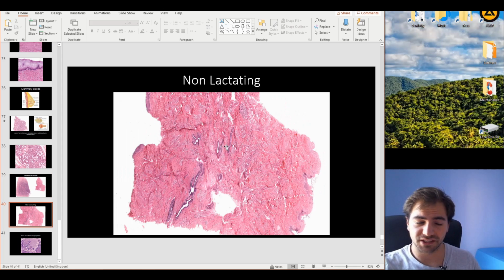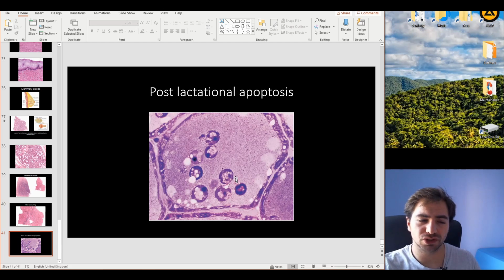So here we have the non-lactating one, which is in fact filled with dense connective tissue and very few signs of ducts. In fact, these ducts are going to be the lactiferous ducts, the biggest ducts in the mammary gland. And this is a typical feature of the post-lactational apoptosis.